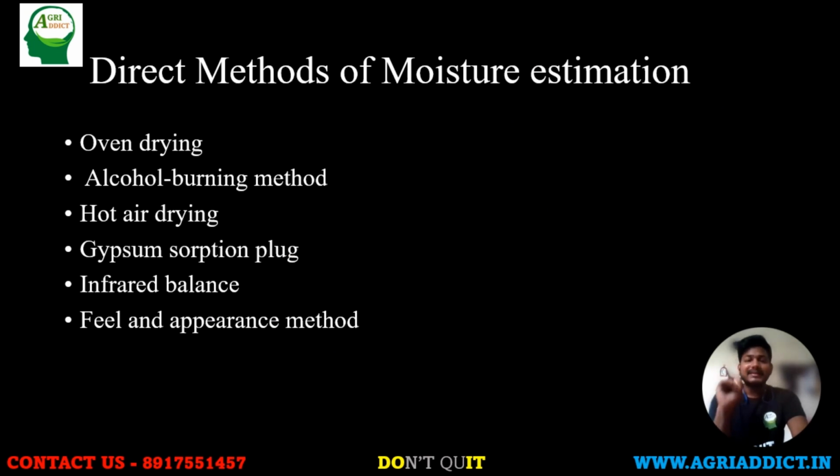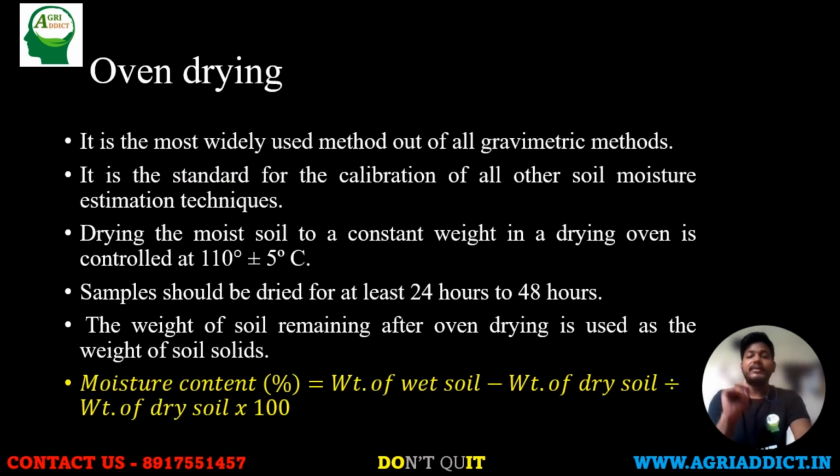So this is the list of direct methods of moisture estimation. The most important is oven drying, then alcohol burning method, hot air drying, gypsum block, infrared balance, and feel and appearance method. Out of these, we are going to discuss the first two, oven drying and alcohol burning method. If you want to know all the methods and also the indirect methods of moisture estimation, then you should register for the course to know more details. But in this class, we are going to focus only on oven drying and alcohol burning method. So coming to the oven drying method.